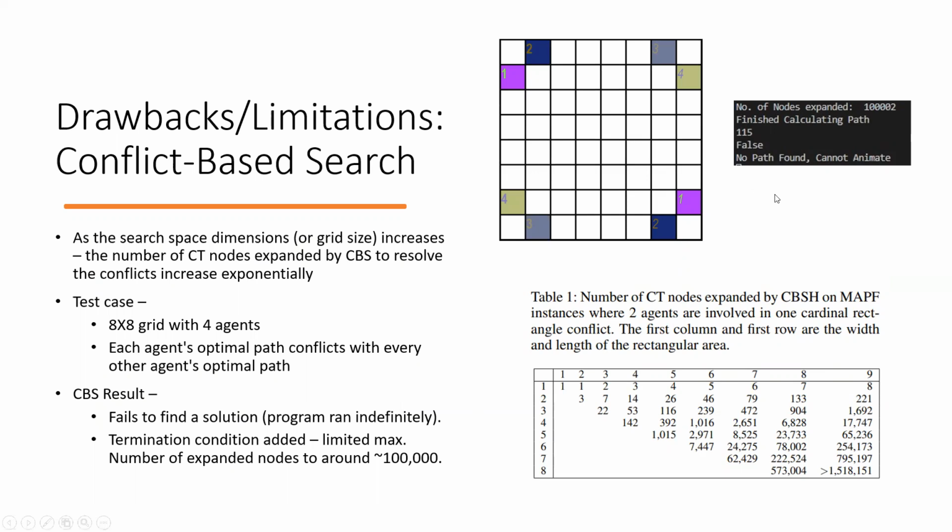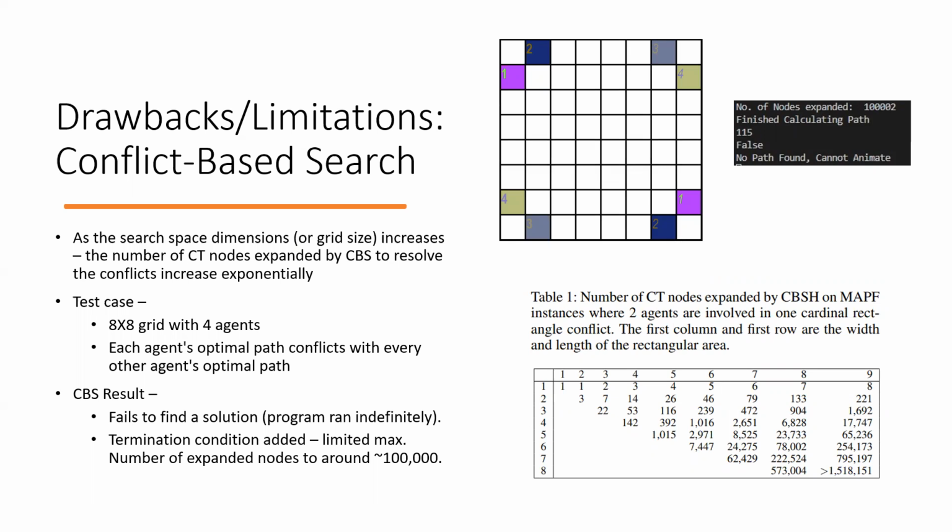So moving on with CBS, there are a few drawbacks and limitations to conflict-based search. First and foremost, as the search space dimension or the grid size increases, the number of nodes expanded by CBS to resolve the conflicts increases exponentially. As explained by Shiva, the high-level CBS expands each node present in the conflict tree in order to solve the conflicts and find a solution to the MAPF problem.